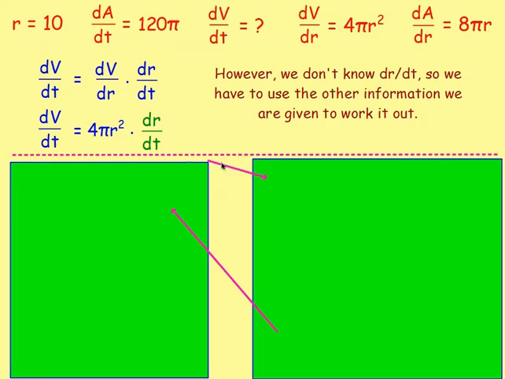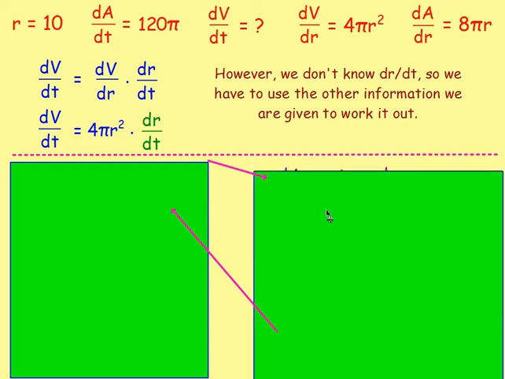So above this pink line is what we have already, just on the last page. We've got all this information. We were writing down dV by dr times dr by dt, and we came up with 4 pi r squared times dr by dt. But because we don't know dr by dt, we need to use this other information. Well, the other information that we have, we're told right away in the question, dA by dt.